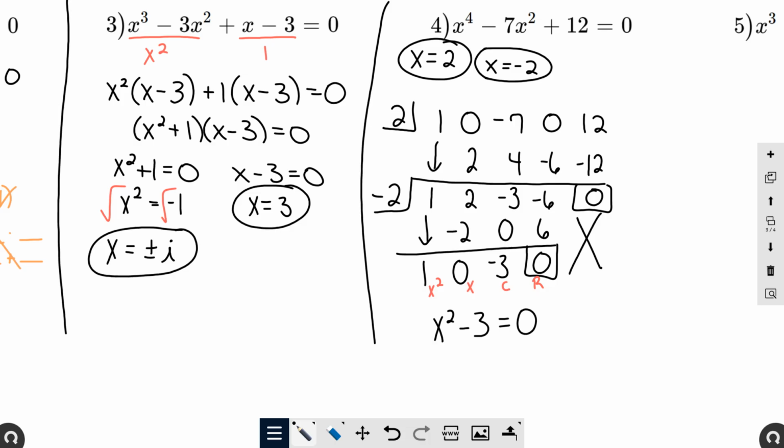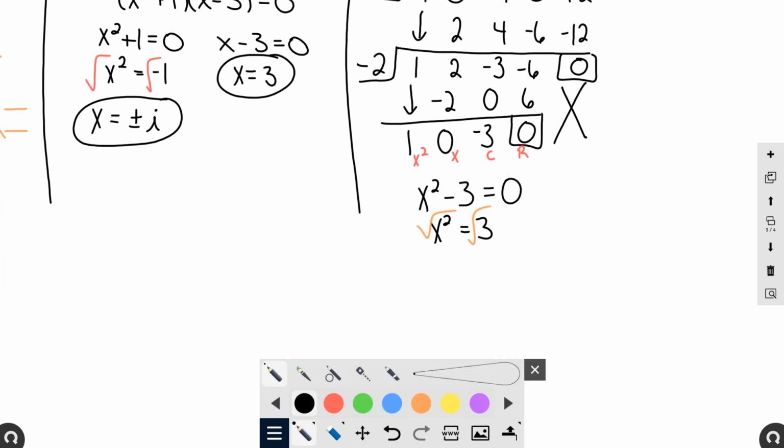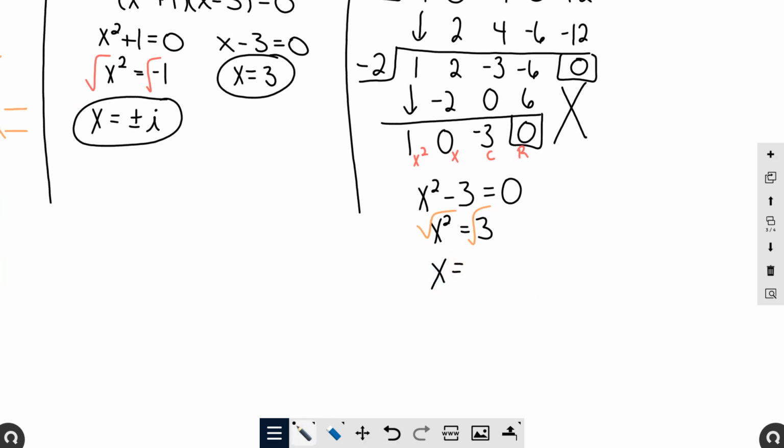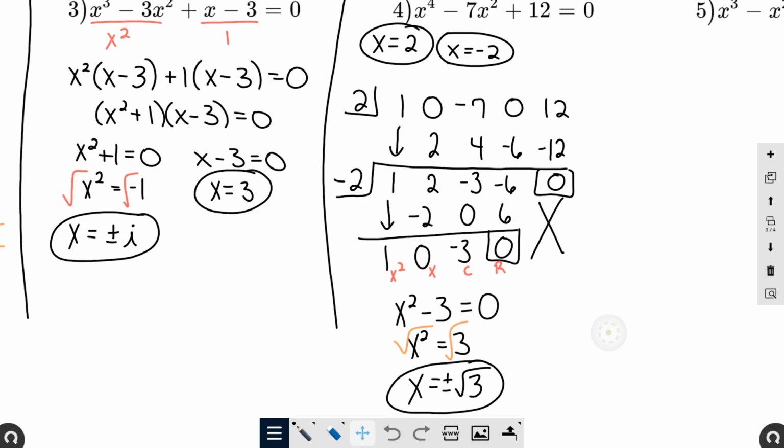All right, so now what do we do to solve for x? Add the 3 and then square root. So x would equal... there we go. Don't forget that plus or minus. So how many answers do we have right here? 2 answers. We got a positive square root 3, a negative square root 3, and then we should have 4 altogether. So the other 2 answers were -2 and +2.